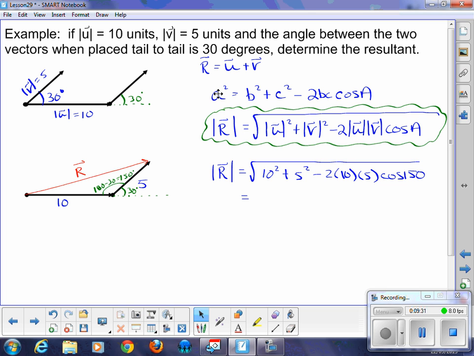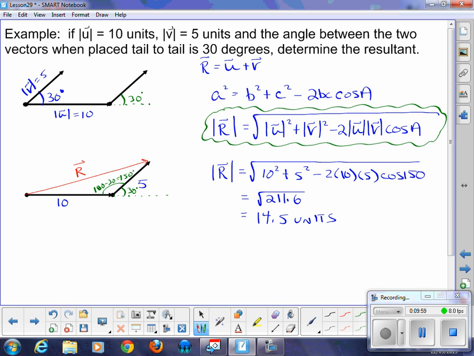So 20 times 5 times... And if you want to double check with your calculator, please, to make sure you do this properly. So 100 plus 25... you should get the square root of 211.6. And take the square root of that. You get 14.5 units. So there we go.